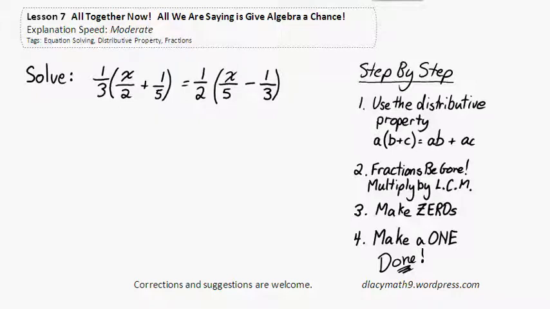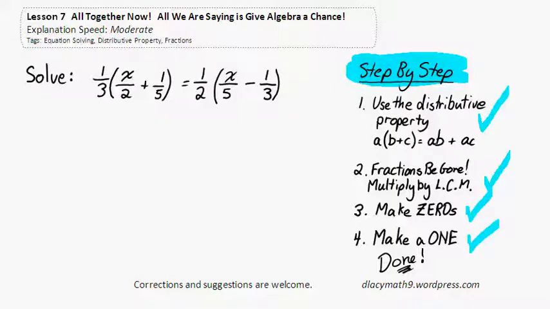Lesson 7, all together now. Well, we have a fairly complicated looking equation, and we're going to use all the techniques that we have used so far in one go. But we will do it in order, step by step, by using first the distributive property, then using lowest common multiple, we will get rid of the fractions, we'll make some zeros and some ones, and by the time we've done all of that, we'll be finished.